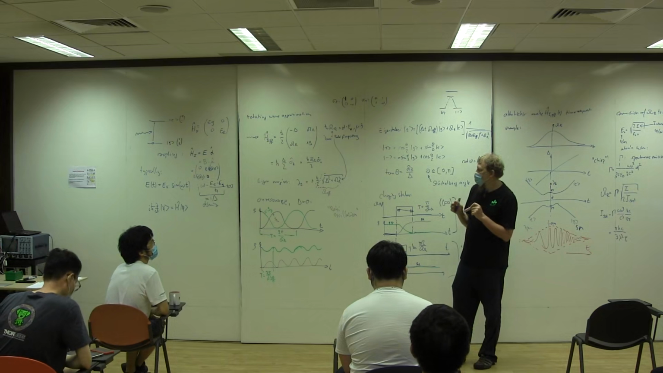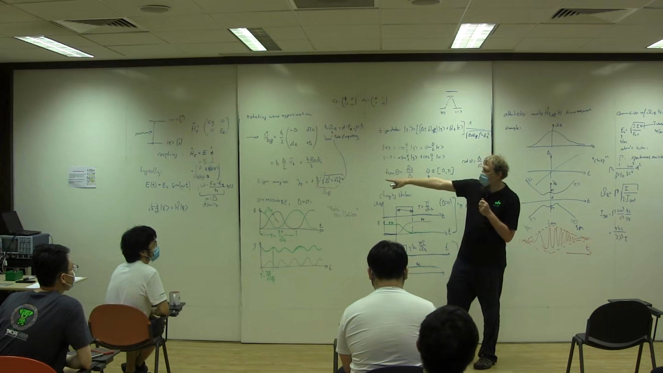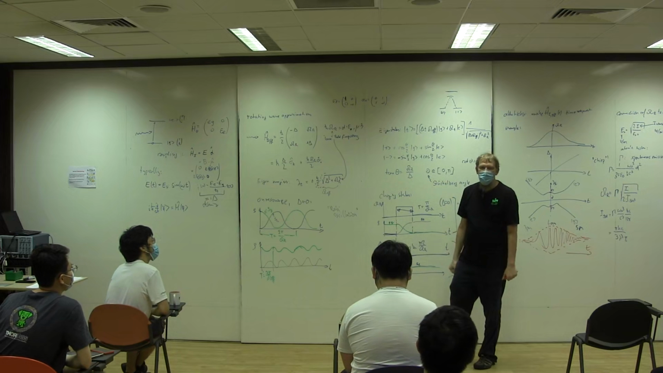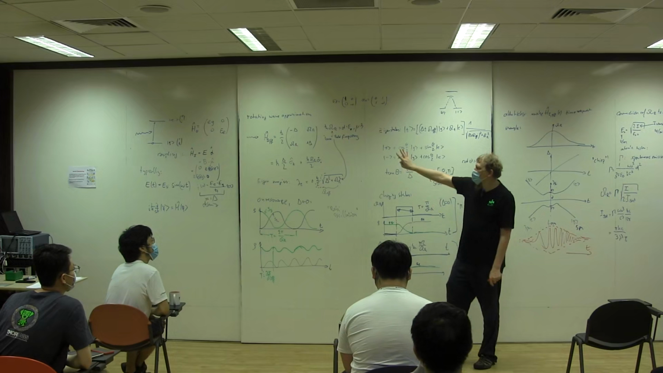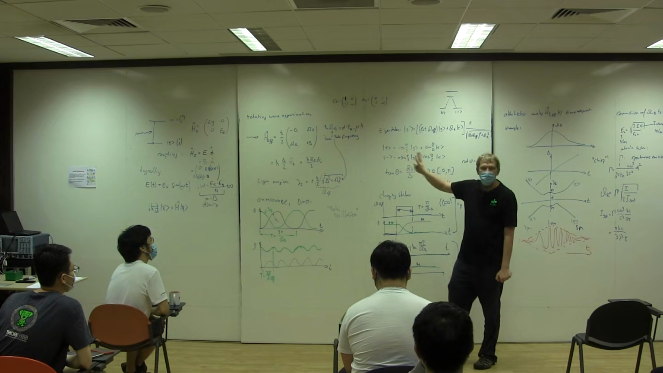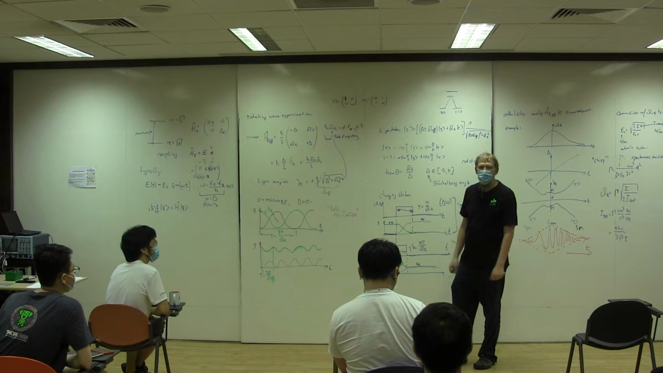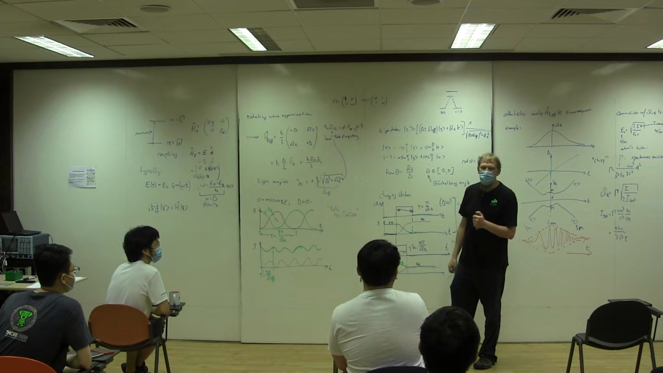It's just a way to get rid of this sine wave and replace it by an exponential. And then, in order to leave the effective 2x2 matrix that simple, you just have to throw away terms that oscillate with 2 omega. That's the rotating wave approximation.